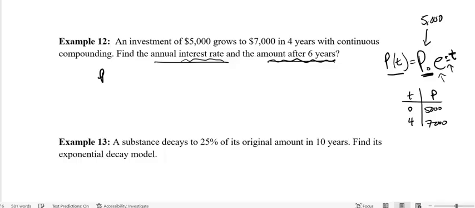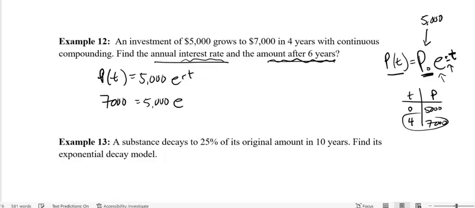Okay, so plug in what I know so far. I know that the initial amount's 5,000, that's given. And then plug in the second point. So I plug in 7,000 as the output, and the input is 4. Okay, and that should look familiar. That's an exponential equation. I can solve that by first dividing by 5,000. We've solved a bunch of these by now.